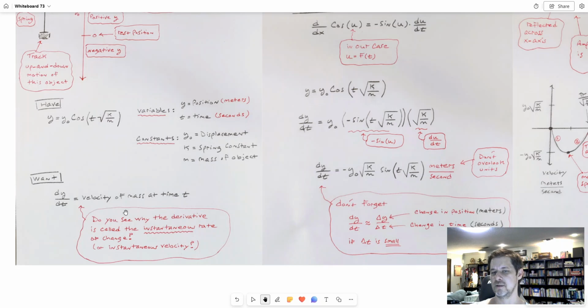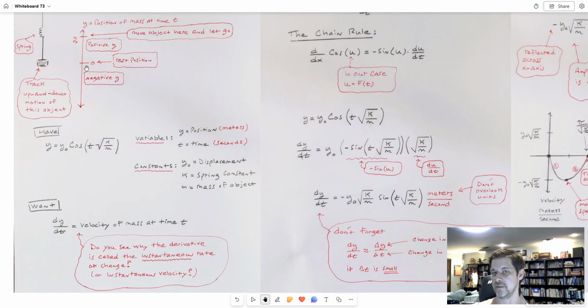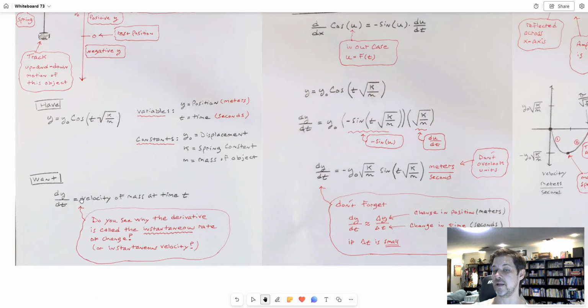All right. So I'm looking for this derivative. This derivative will tell me the velocity of the mass at any time. So this function tells me the position of the mass at any time, position on this axis. And if I take the derivative of that, I get the velocity of the mass at any time. If its position changes, it's moving. And if it's moving, it has a velocity. That derivative tells me that.